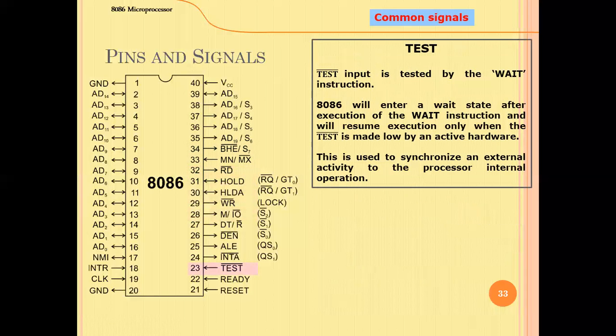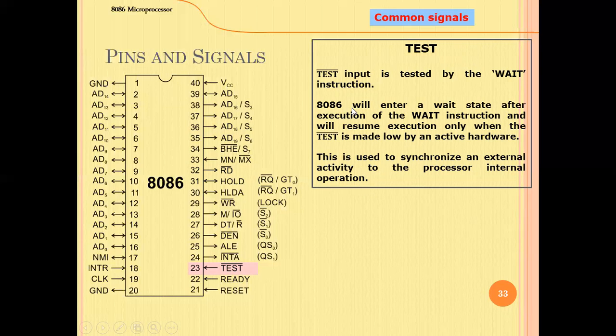Now coming to the test. The test signal is a very important signal. This is for testing the low speed device. Low speed devices generally work in low speed operation, however the CPU is in high speed operation. So to interface the low speed device with a high speed CPU, we need to test whether that low speed device is ready or not. This is just for synchronizing external activity to the processor's internal operation.